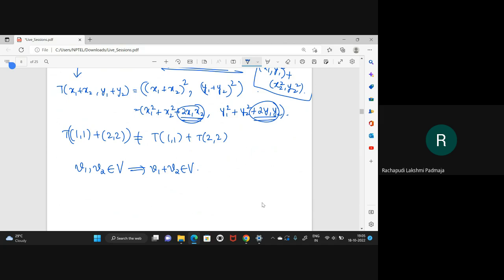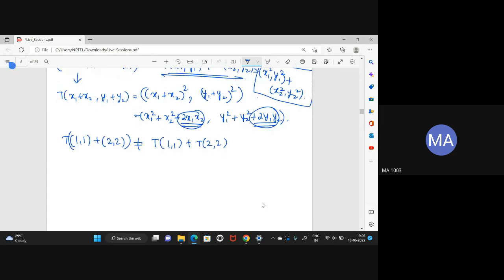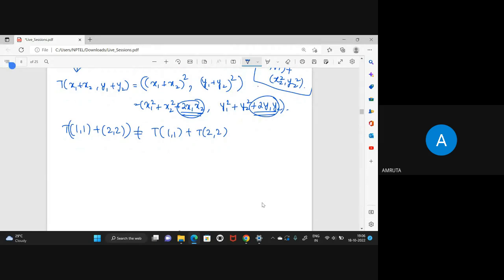This is the condition for the transformation, ma'am. Yes, the transformation should respect the addition of the vector space. It should be compatible with addition and scalar multiplication. Yeah, it should respect those operations. Ma'am, this is pretty clear.